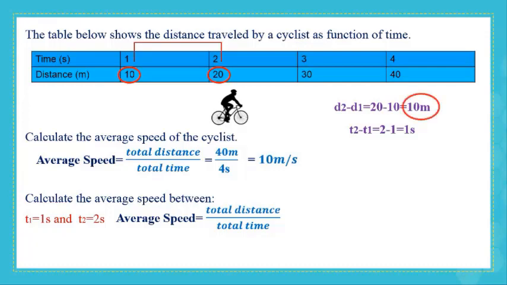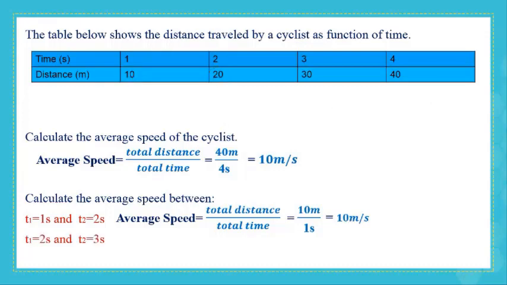So 10 meters is covered in 1 second. 10 meters divided by 1 second is equal to 10 meters per second. The average speed of the cyclist between instants 1 second and 2 seconds is equal to 10 meters per second. We have 2 minutes to calculate the average speed between time 1, 2 seconds and time 2, 3 seconds.